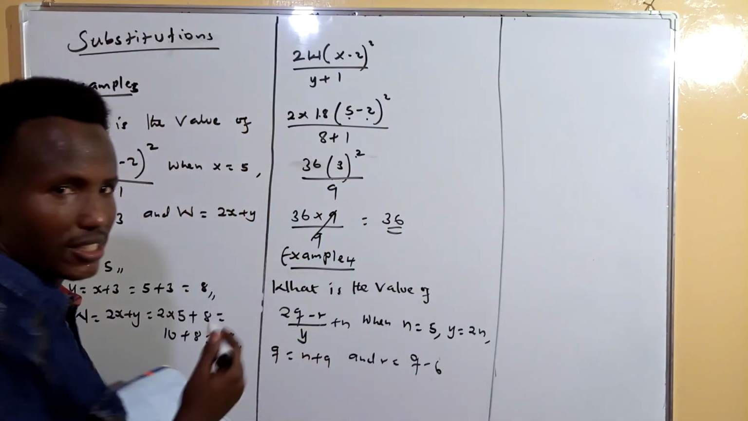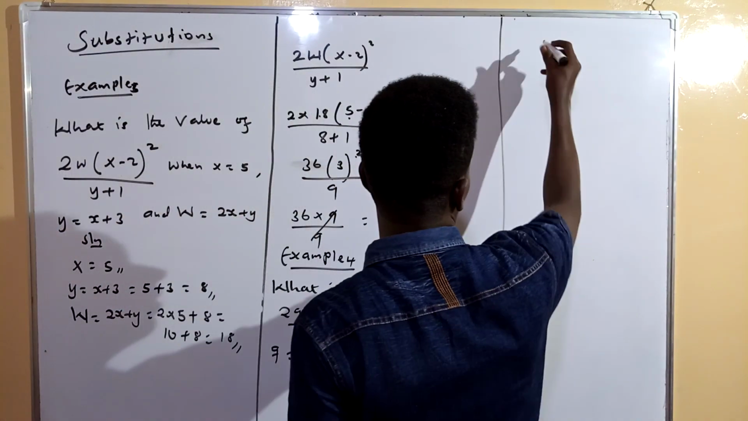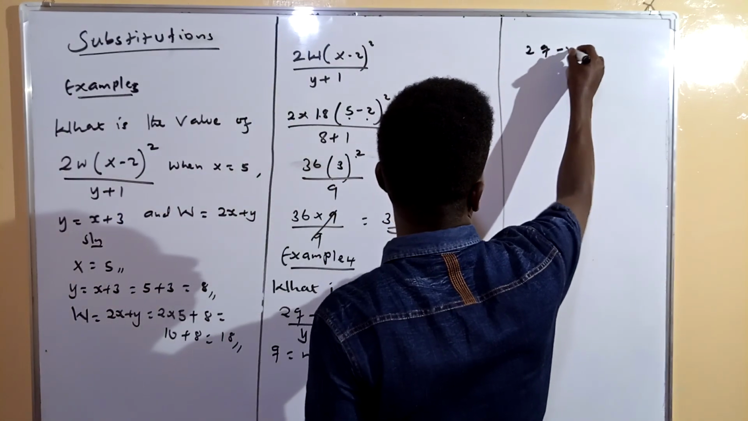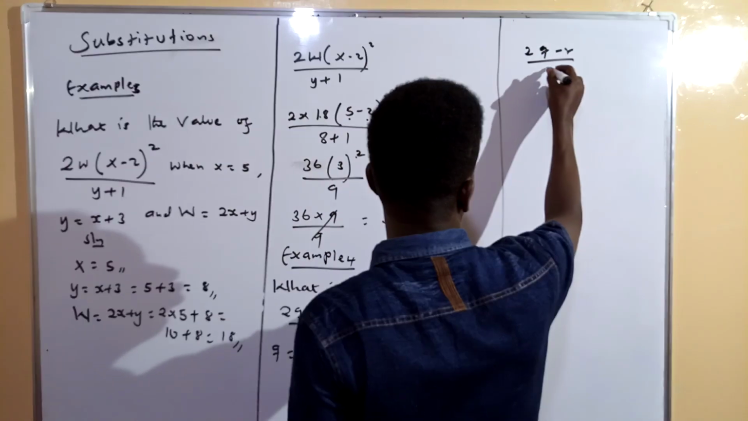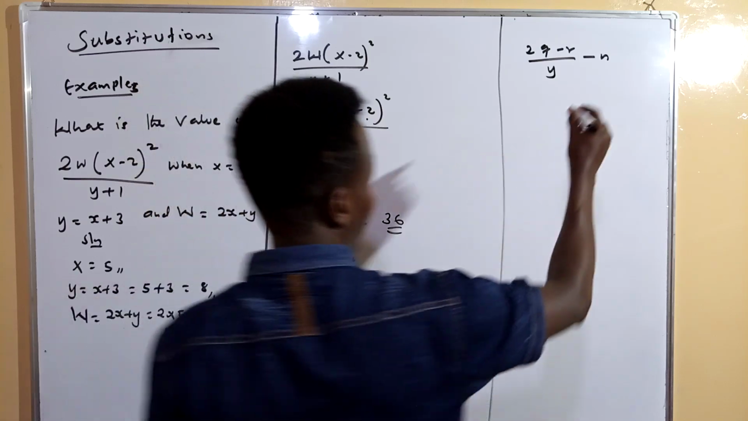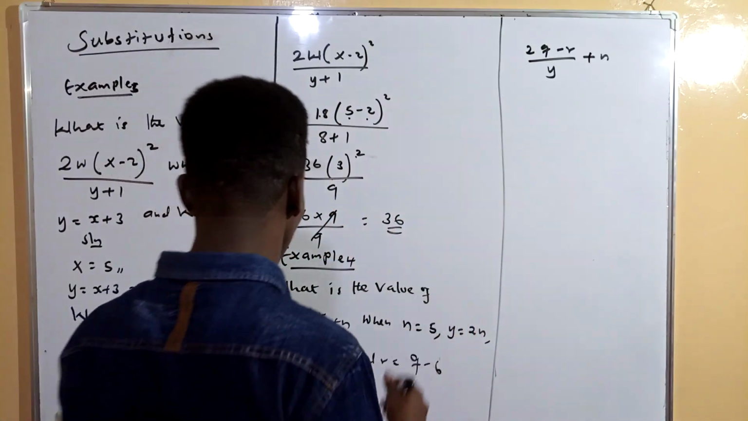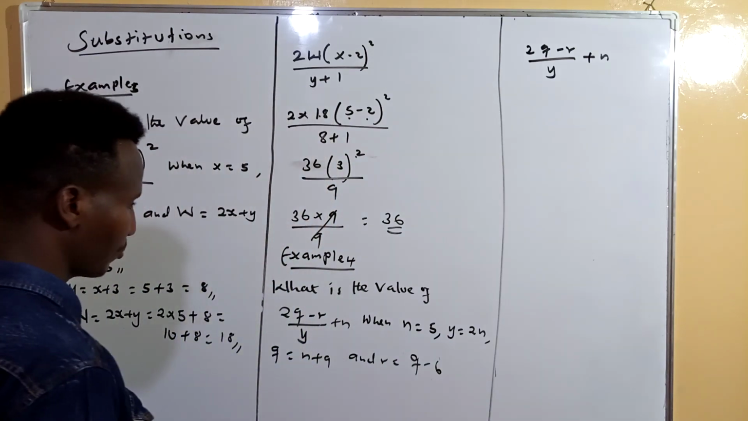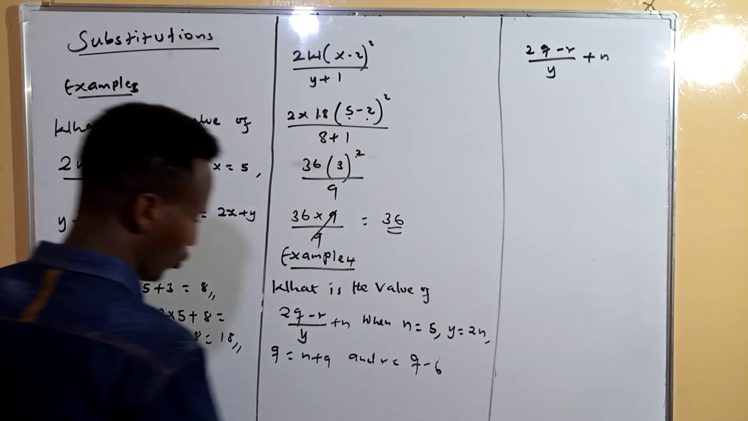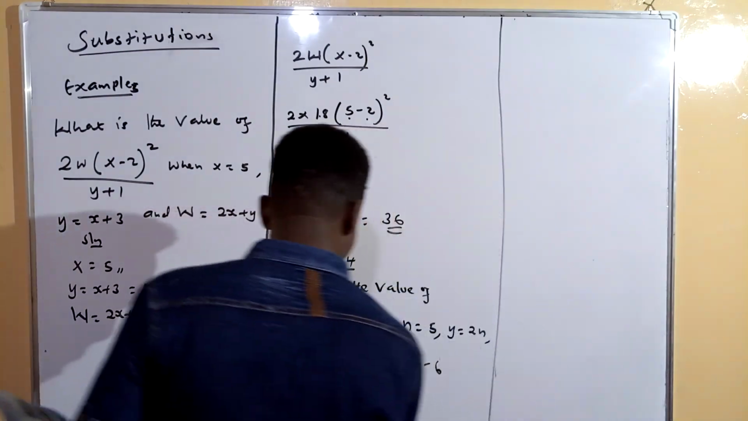Knowing the exact values of the letters, what we are going to do is we write this one, that is 2q minus r divided by y plus n. Remember n is standing separately. So what you're going to do is 2q means 2 times the value of q. But before we go into that, we don't have the actual values of these letters.